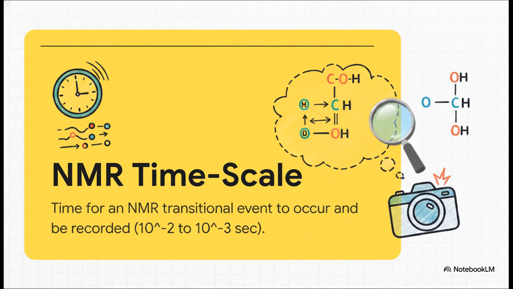Now that might sound incredibly fast to us, but let's compare that to our prime suspect, the hydroxyl proton in an alcohol. At room temperature, a pure liquid alcohol sample goes through intermolecular proton exchange at a rate of roughly 100,000, that's 10 to the 5th, protons per second. That proton is hopping on and off the oxygen atom way faster than the NMR can possibly snap the picture.